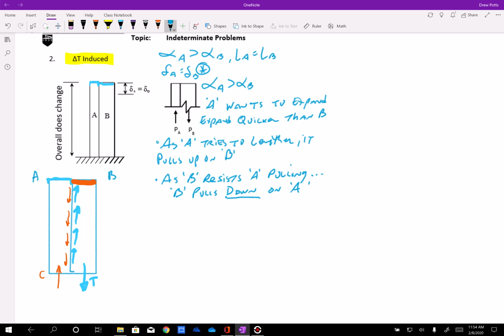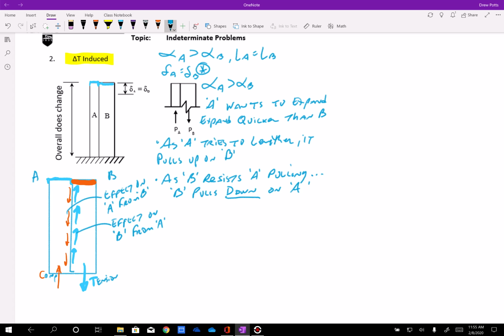That's how we end up with these assumptions, that A is in compression and B is in tension. This could be thought of as the effect on B from A, and this is the effect on A from B. So they interact with each other and they have an influence on each other.